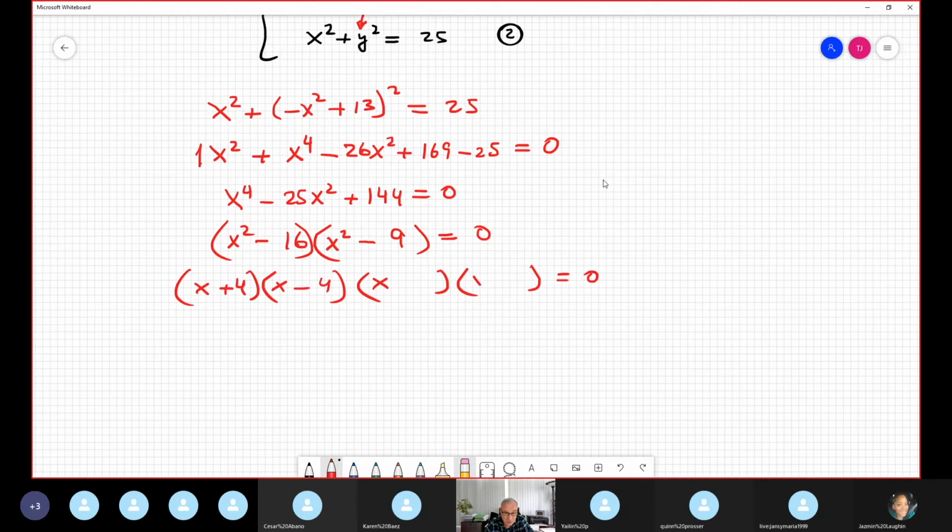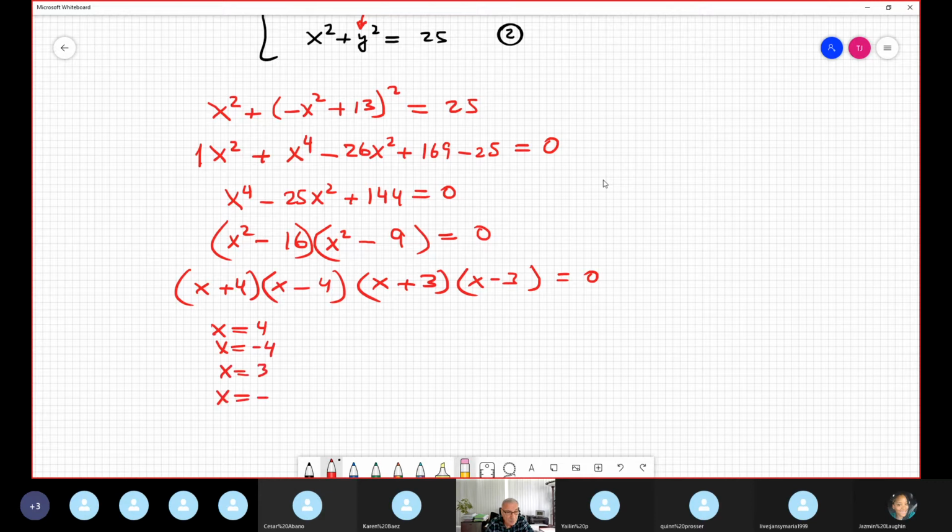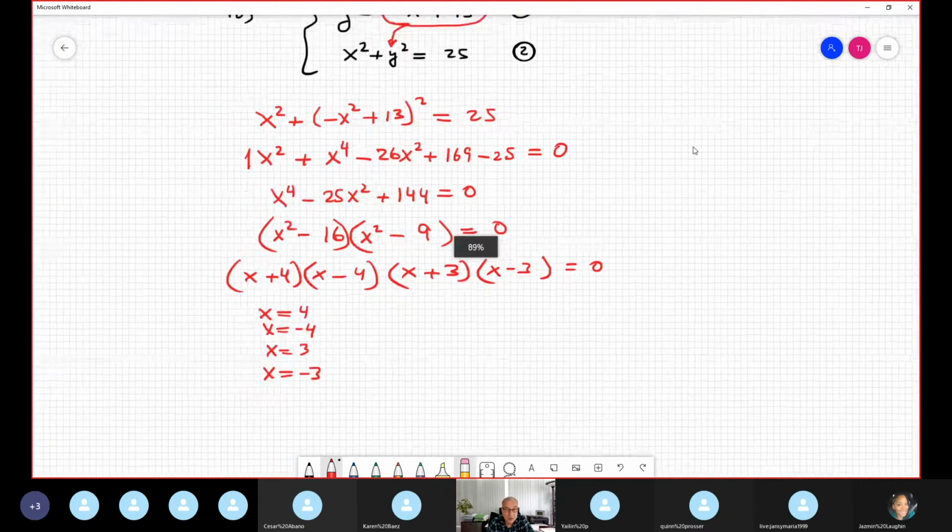This is x squared equals 3 plus or minus. And we have 4 solutions: x is positive 4, negative 4, positive 3, and negative 3. And we use substitution in order to find the y value, in the y equation.